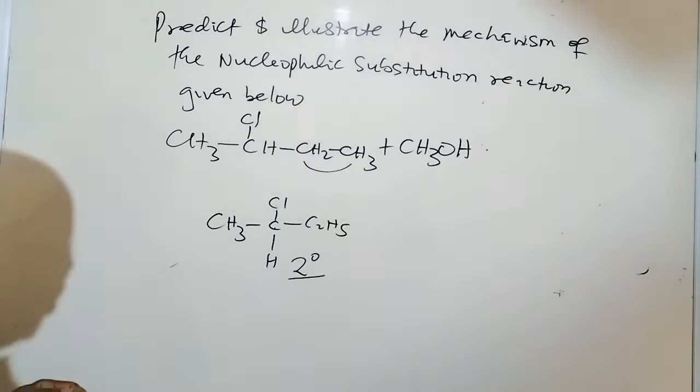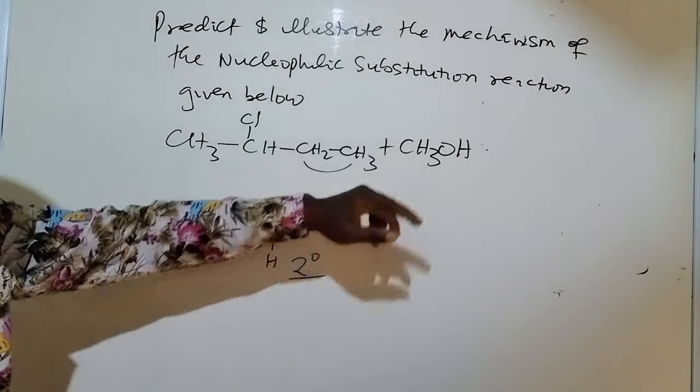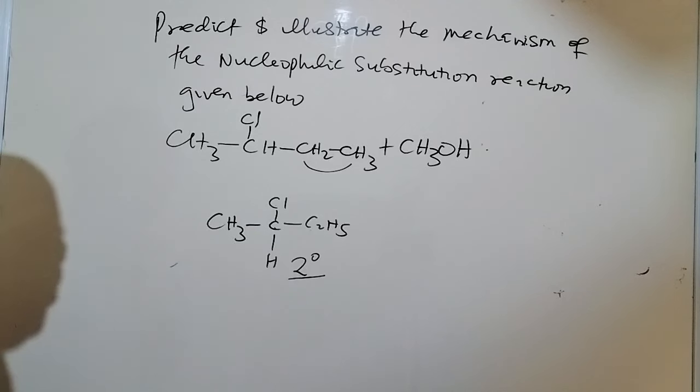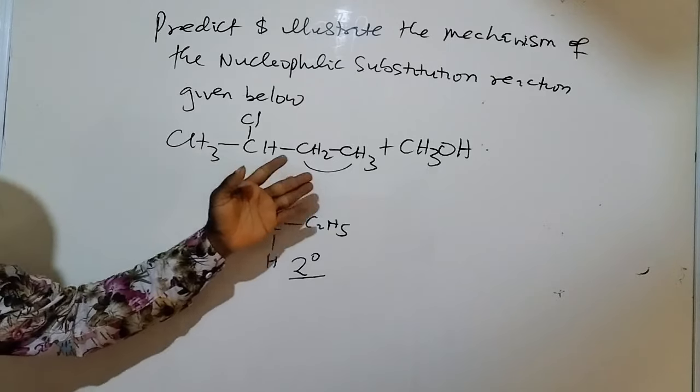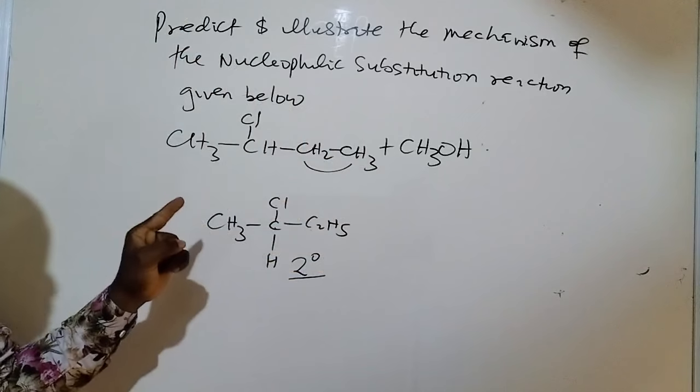Before we conclude that it's SN1 or SN2, we have to consider the nature of the solvent. Look at the solvent used, methanol. This solvent is a polar protic solvent. And protic solvents favor the SN1 mechanism. So this reaction will take place by SN1 mechanism. So the prediction is that it will occur by SN1 mechanism.